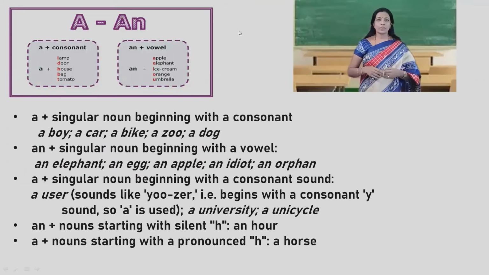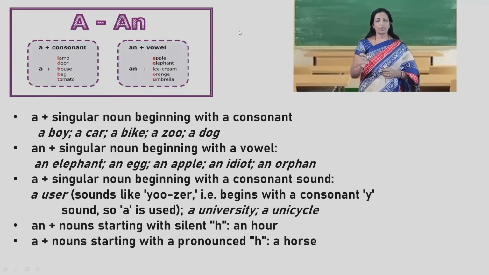Let us now try to understand this better. A plus a singular noun which begins with a consonant. This is the general rule. A boy, a car, a bike, a zoo, a dog. So, we can use the article a before a noun which begins with a consonant.